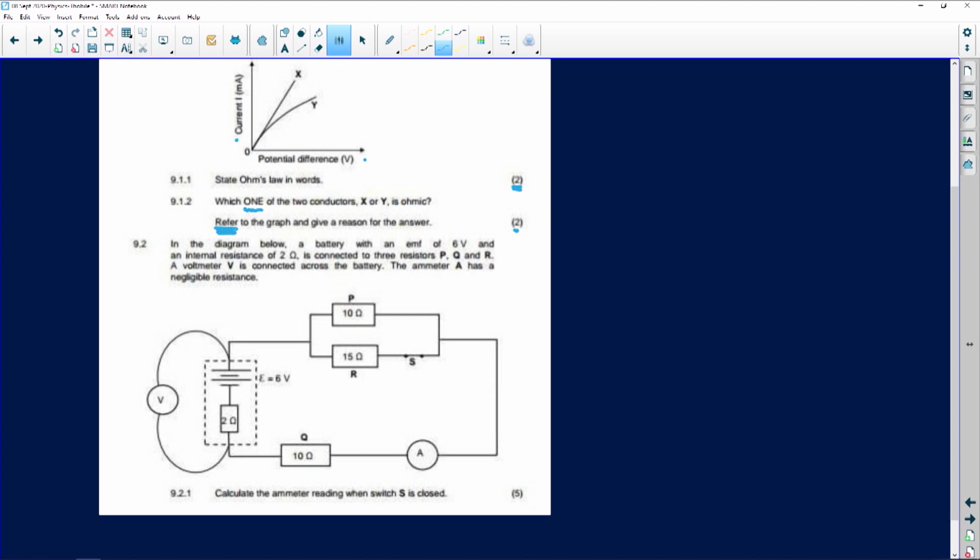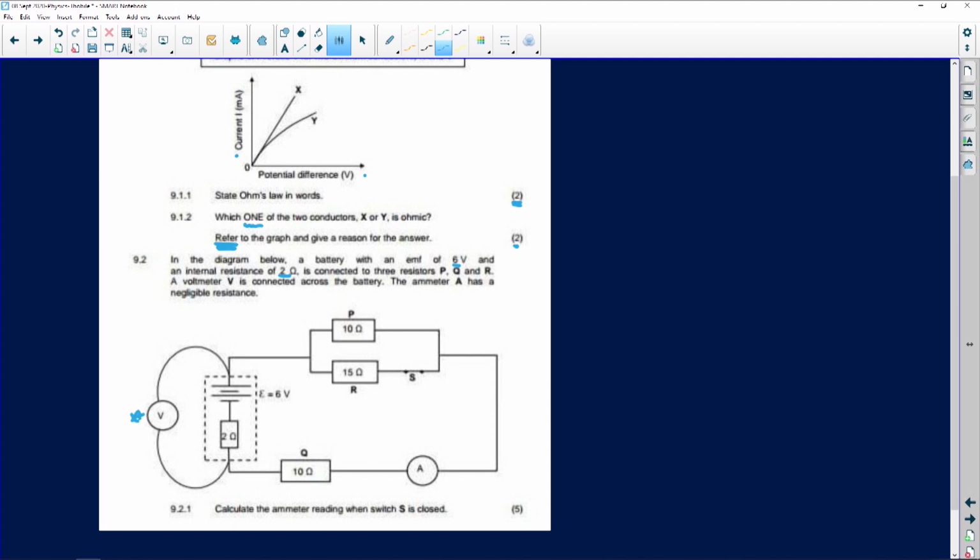So 9.2 says, in the diagram below, a battery with EMF of 6 and an internal resistance of 2 is connected to 3 resistors, P, Q, and R. The voltmeter V is connected across the battery, which is this one over here. The ammeter A has negligible resistance. Now 9.2.1 says calculate the ammeter reading when switch S is closed. So here is our switch S. If we close switch S, what will be the reading on the ammeter?